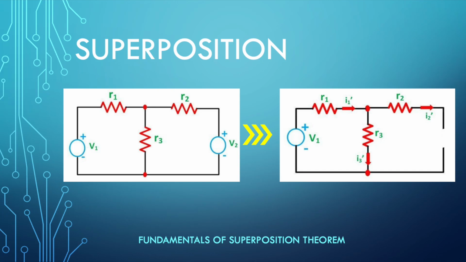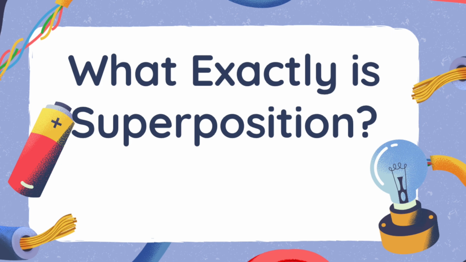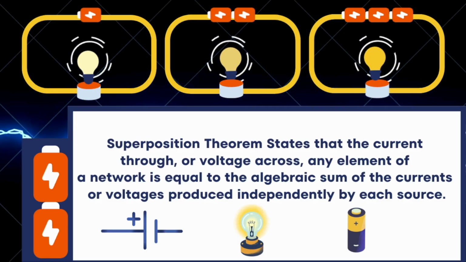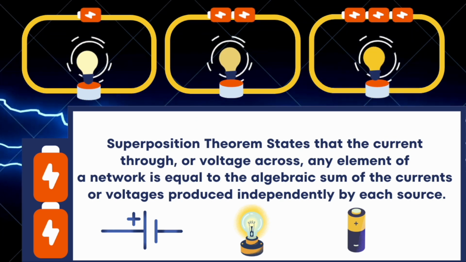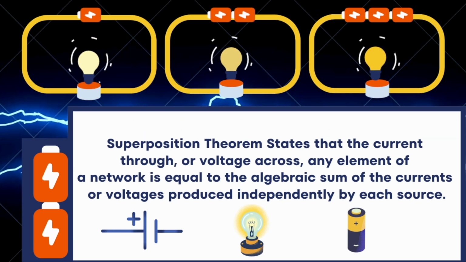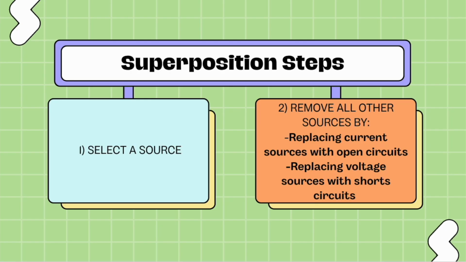Welcome all to the fundamentals of superposition, where circuit changes are explored. I know you're wondering, what exactly is superposition? Superposition theorem states that the current through or voltage across any element of a network is equal to the algebraic sum of the currents or voltages produced independently by each source.